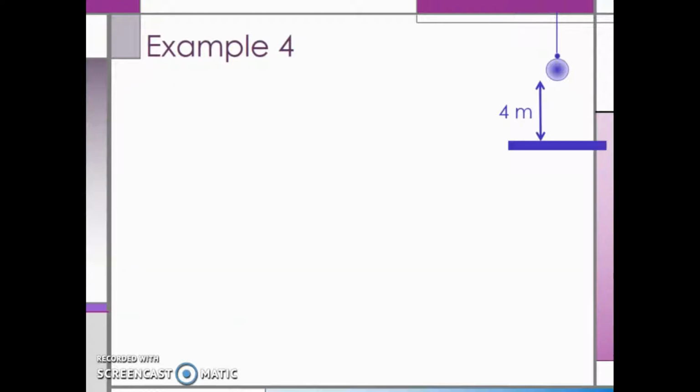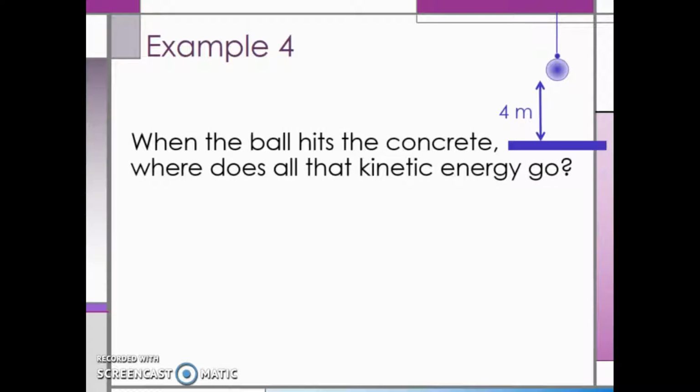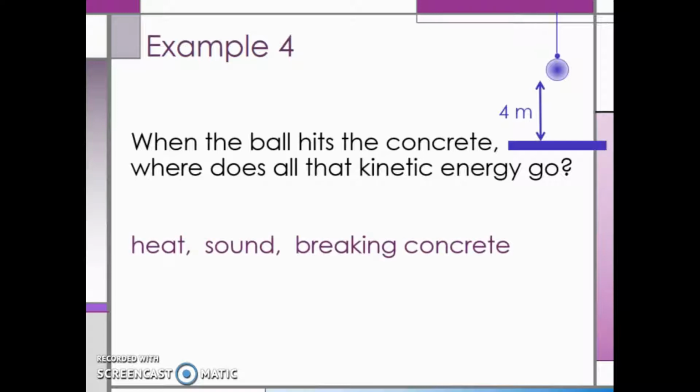Our last question relating to the same wrecking ball: when the wrecking ball hits the concrete, where does all of the kinetic energy go? It can't simply disappear because energy is neither created nor destroyed in a closed system. Instead, that kinetic energy might be converted into thermal energy or heat. The ball hitting the concrete is also pretty loud, so some of it might be converted into sound energy. We would also assume that if a wrecking ball hits concrete, it probably breaks the concrete, so the rest of that kinetic energy must be converted into elastic potential energy from the concrete breaking. This concludes our discussion of conservation of energy.